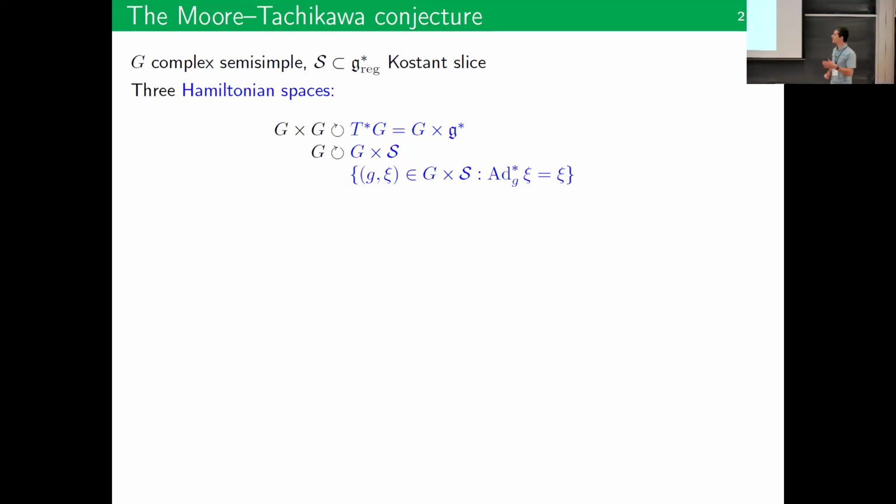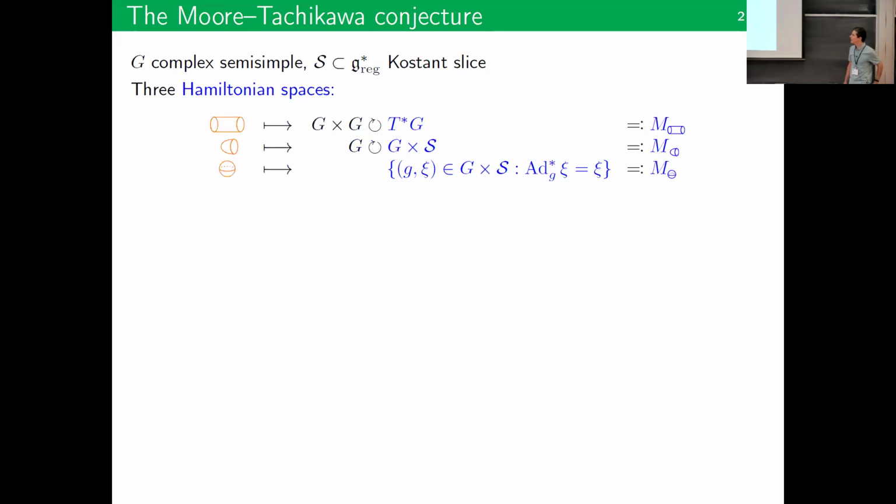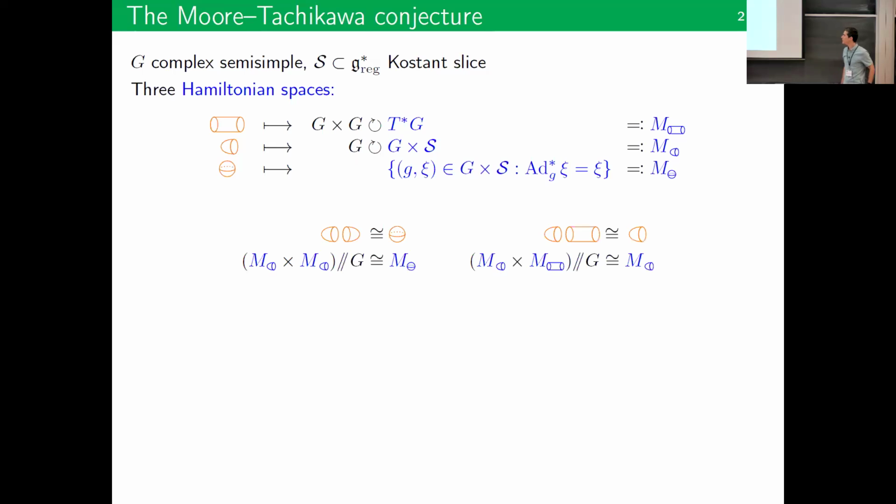3 G actions, 4, and so on. In fact, we want to think of these 3 as being associated with the cylinder, the cap, and the sphere in some way. So why am I associating them in this way? I'll call them M cylinder, M cap, and M sphere, because they behave a bit like gluing of surfaces when you take Hamiltonian reduction. So for example, if you take 2 caps together, you glue them, you get a sphere.